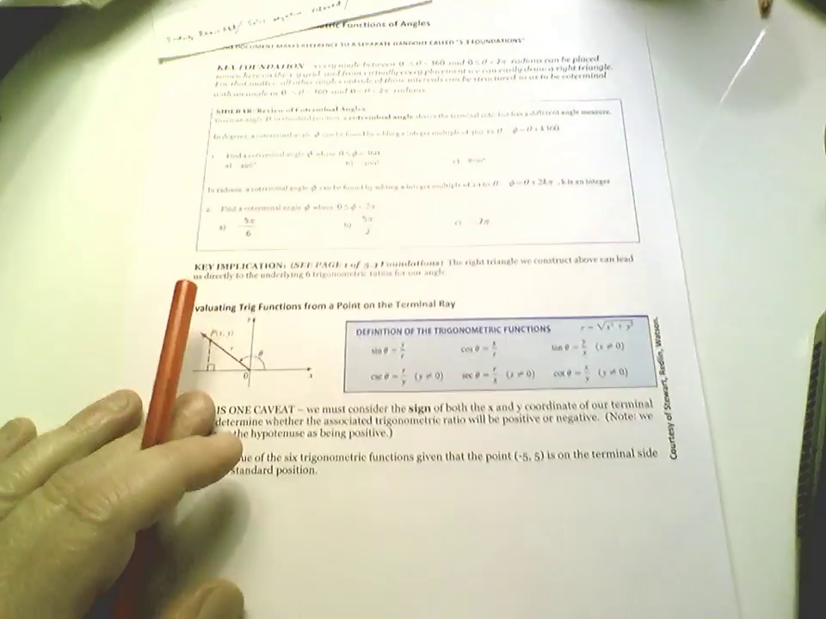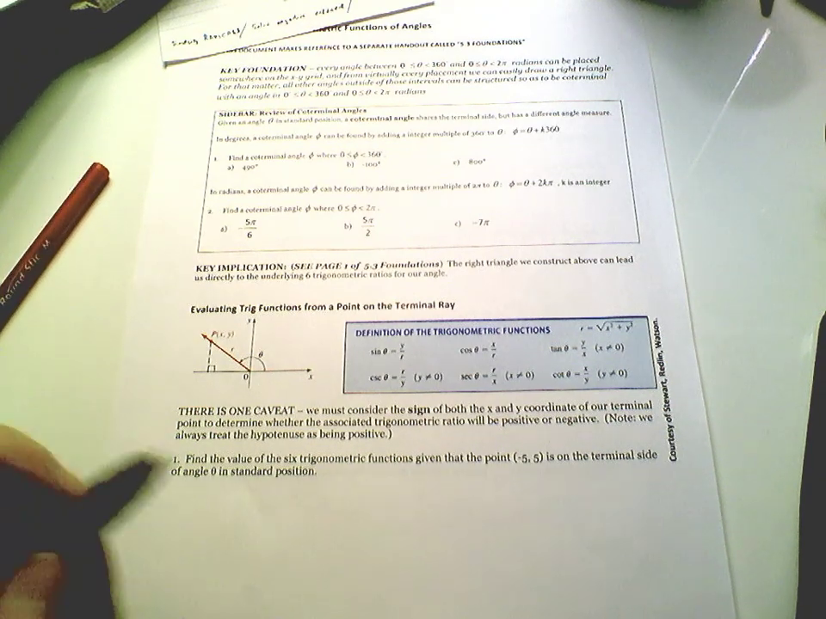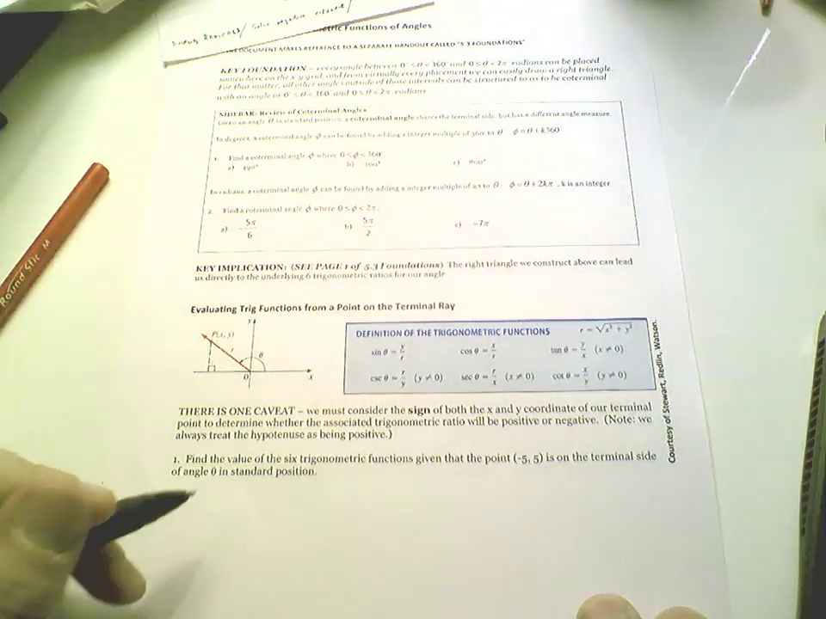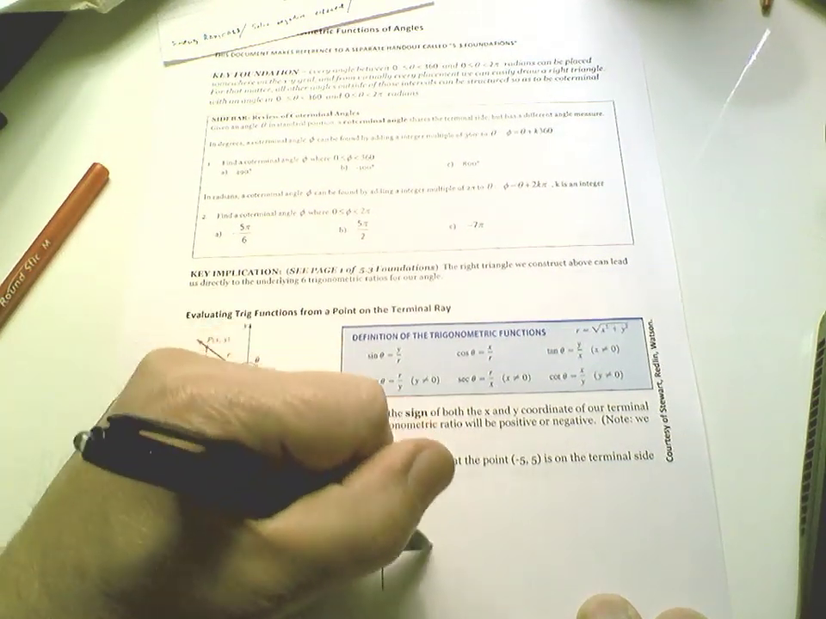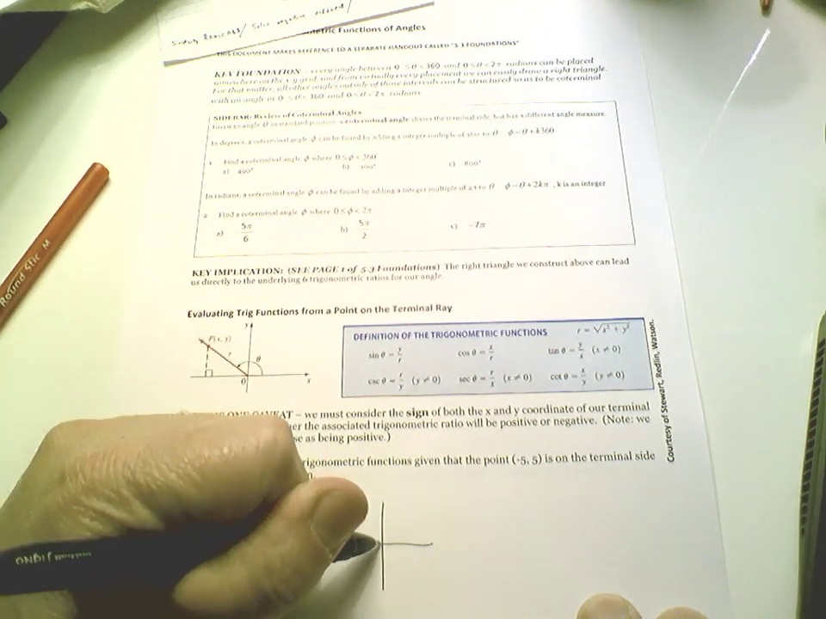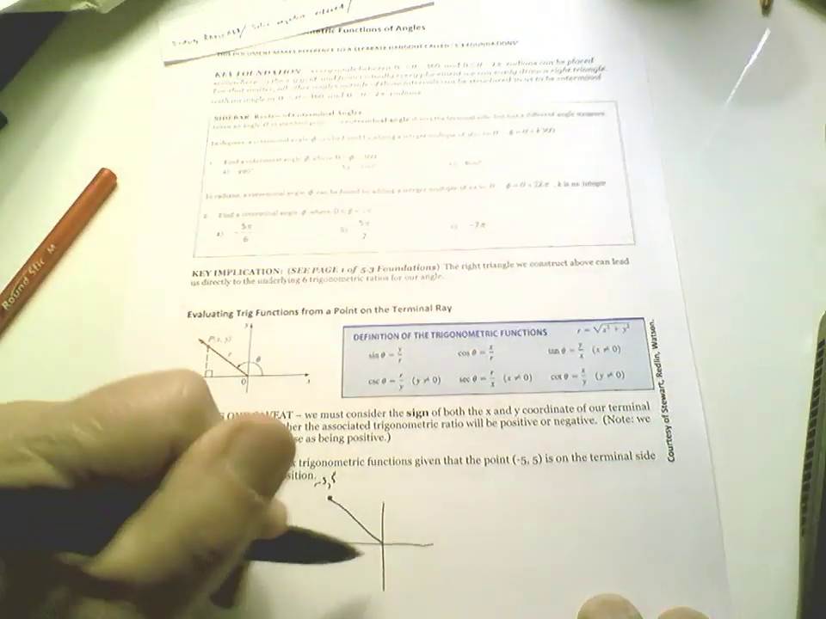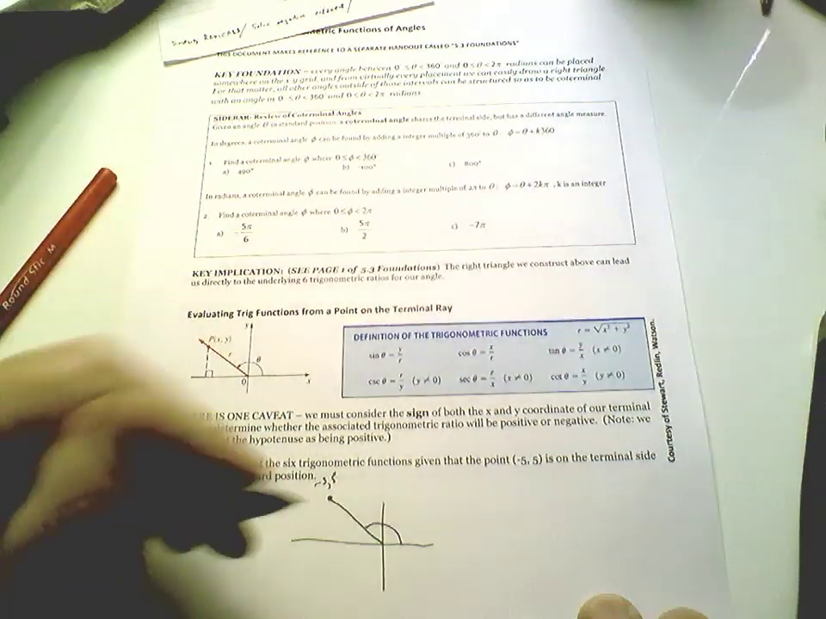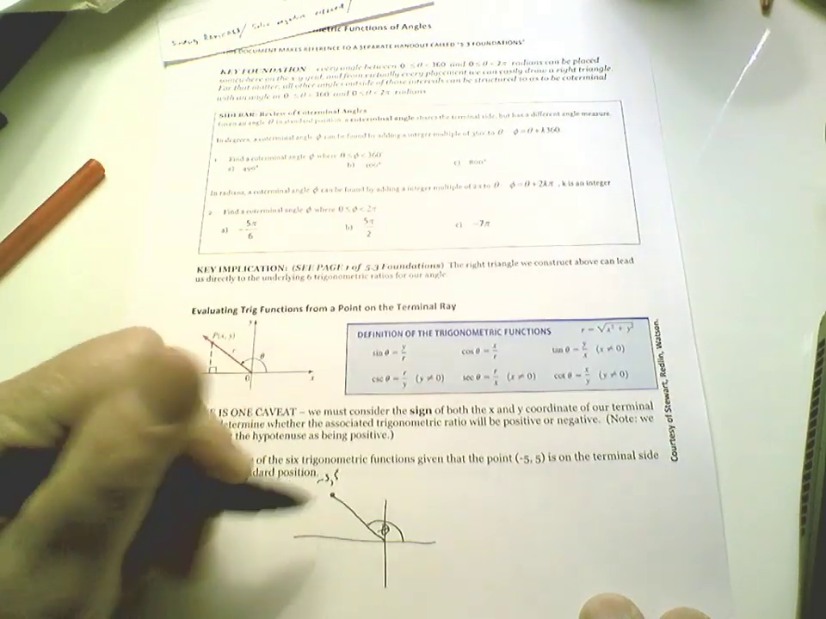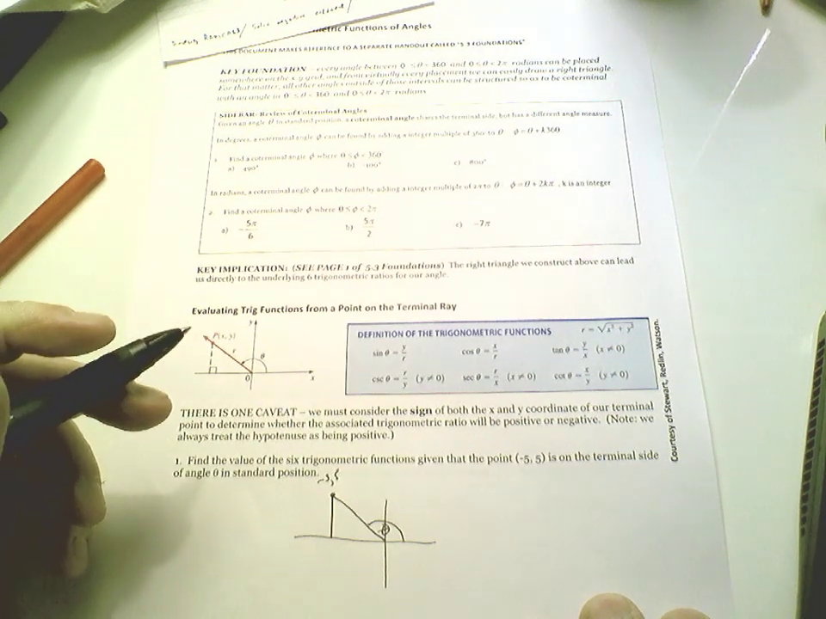The first problem says, find the value of the 6 trigonometric functions given that the point negative 5, 5 is on the terminal side of angle theta in standard position. Well, negative 5, 5 is here. Negative 5, 5. By the way, there's angle theta that gets us here. I can build a right triangle, just connect right to the x-axis.